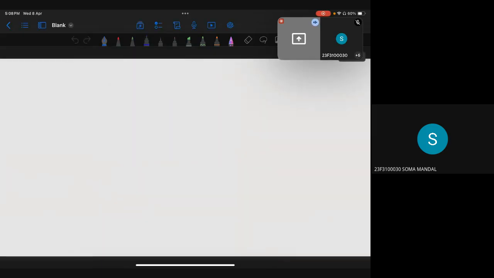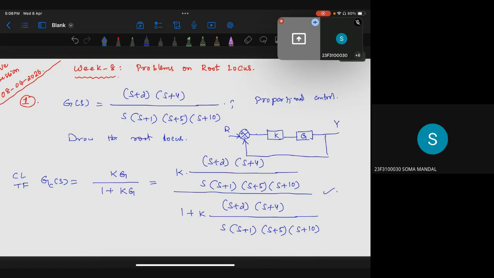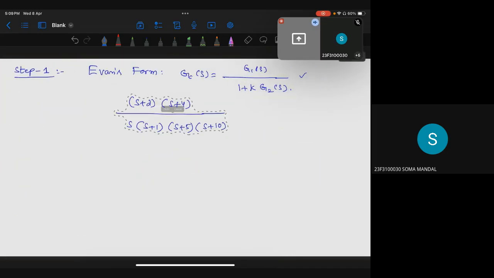Next, we are starting with the root locus steps. Step one: first we write the form in the Evans form. The closed loop transfer function GC(s) is written as G1(s) divided by 1 plus K G2(s). Now compare this expression with our expression. We find that this entire part is G1(s) and this part is G2(s).